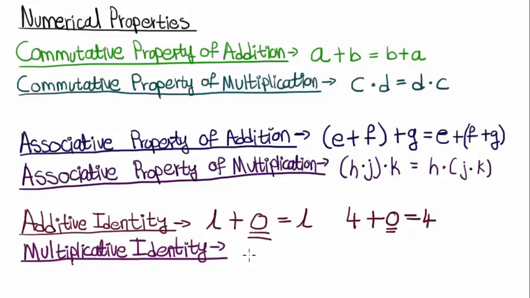So for example, if I have some number which I represent as the variable m, then m times 1 will give me m. So if I have some number such as 5, and I multiply 5 by 1, then 5 times 1 will give me 5. Since I want to end up with what I started off with, the multiplicative identity is the number 1.